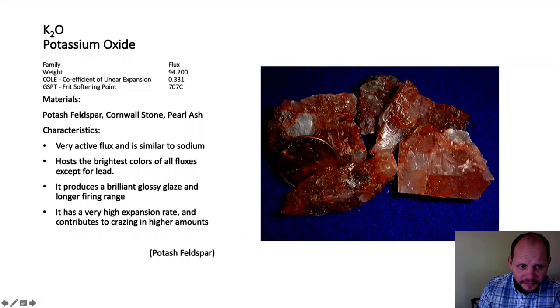There'll be Custer feldspar, Cornwall stone, and pearl ash, which is not a feldspar. It's more of a material. It's a potassium carbonate, but it's soluble, and I don't use it. So I would just stick to adding potassium into your glaze mixtures by using Custer feldspar, always a great source. That's an American feldspar out of the Dakotas.